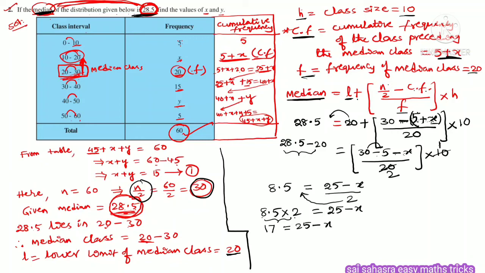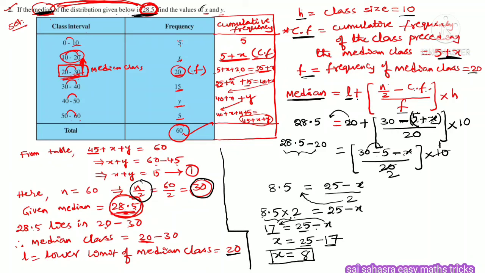We need plus x. So minus x you transpose to the left hand side, so that it will become plus x. Already 25 is there. If you transfer this plus 17 to the right hand side, it will become minus 17. So x value is, out of the 25, if you subtract 17 you will get 8. So we got the value of x as 8.